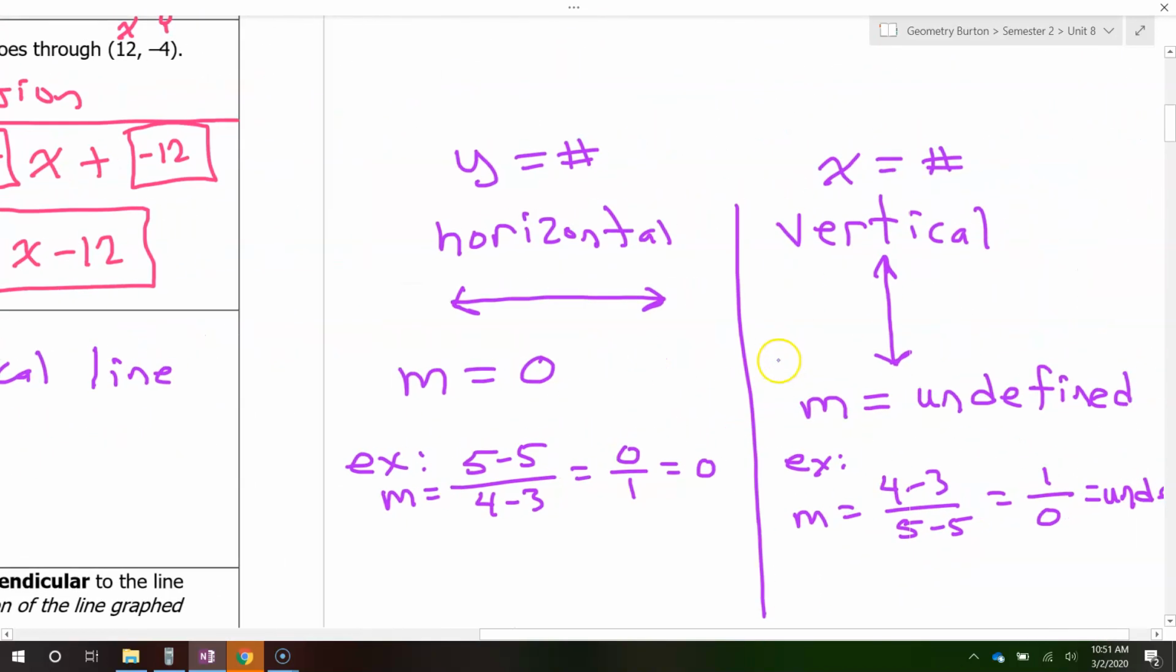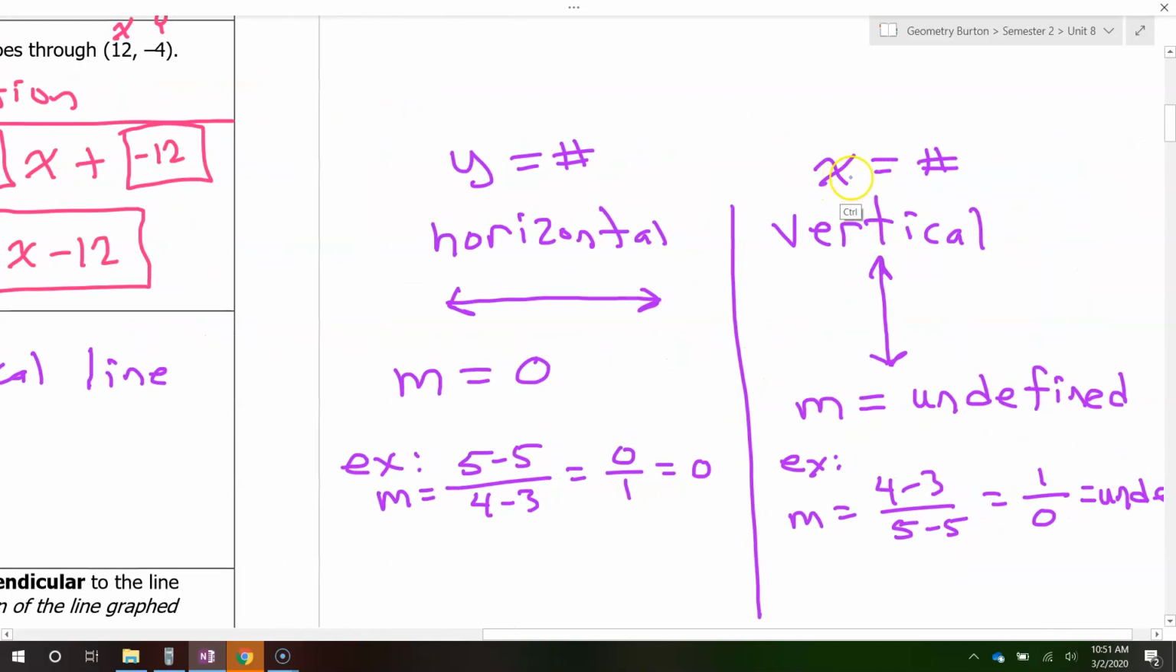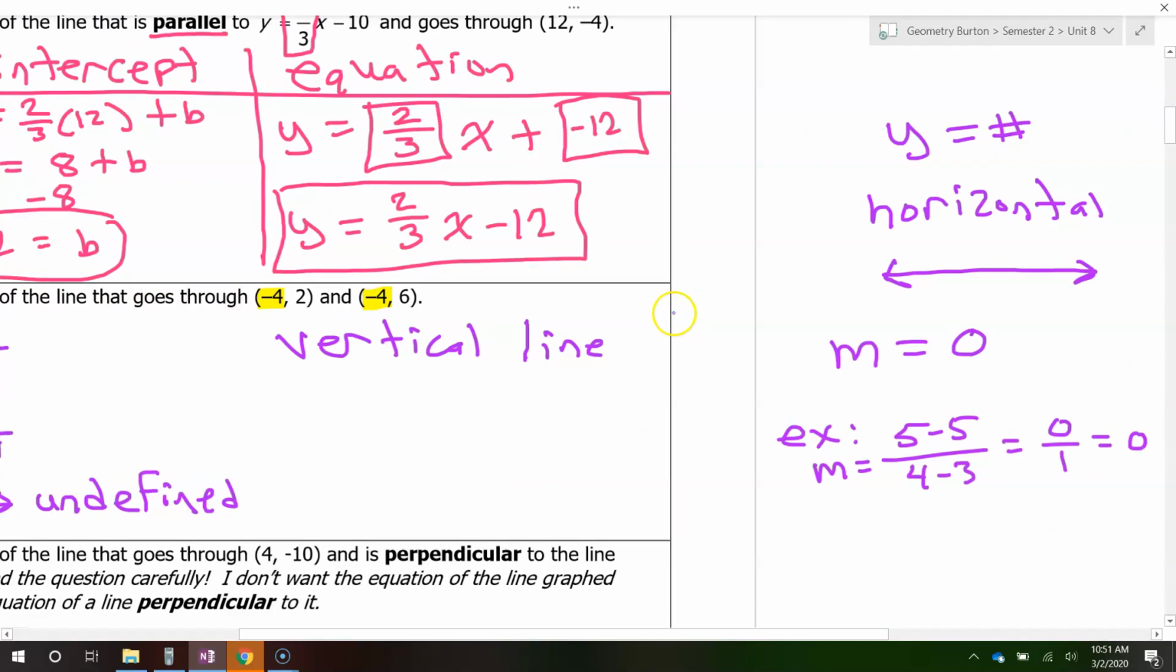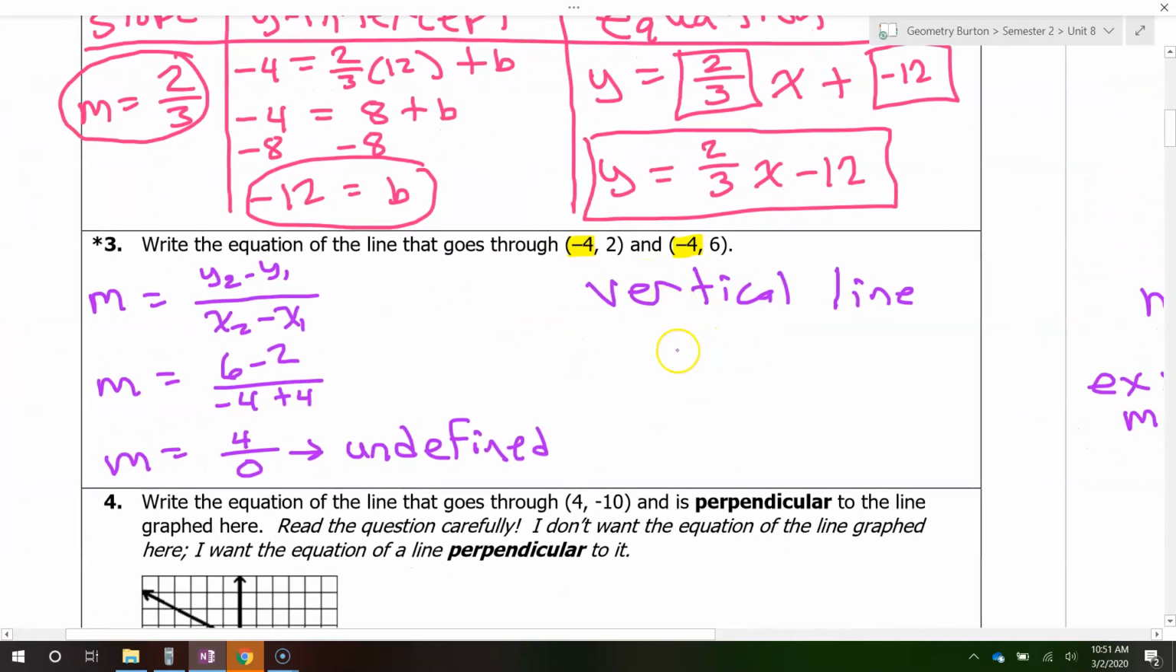Okay, that means that the equation is going to be of the form x equals something. All right, x equals some number. And what will the number be? Well, notice how we have the x value repeated. All right, the x is negative 4. That's it. That is the number. So that would be the answer. So watch out for these special cases, vertical lines and horizontal lines.